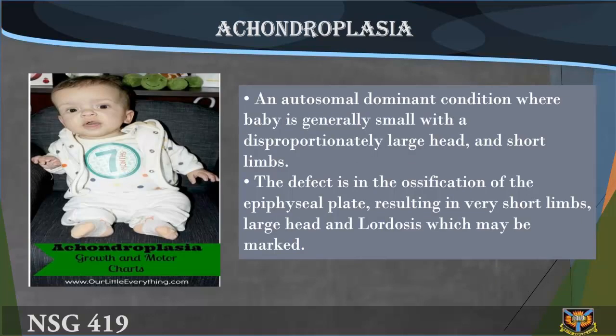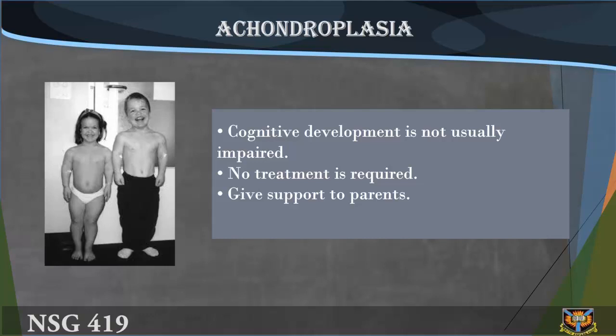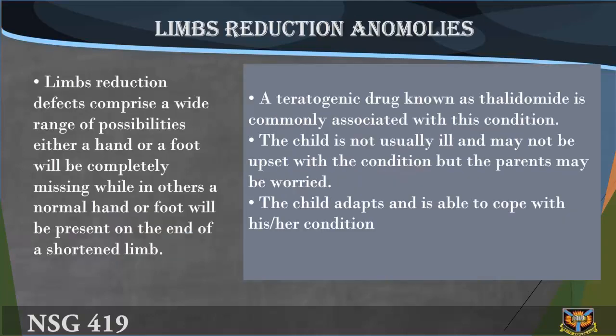Achondroplasia, an autosomal dominant condition where the baby is generally small with a disproportionately large head and short limbs. The defect is in the ossification of the epiphyseal plates, resulting in very short limbs, large head, and lordosis which may be marked. Cognitive development is not usually impaired. No treatment is required. Give support to parents.